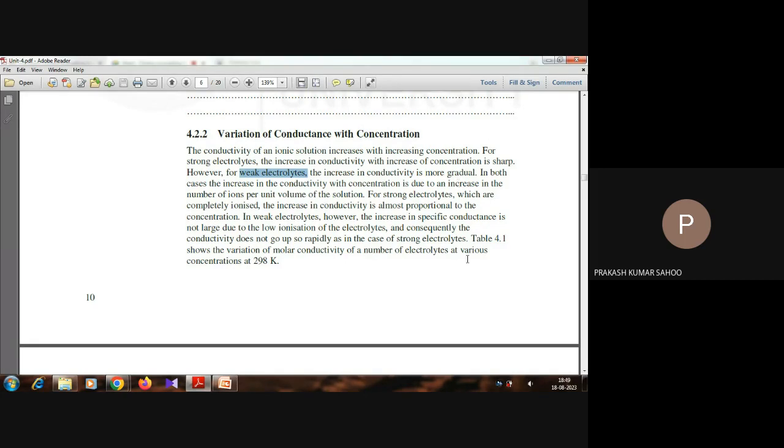However, for weak electrolytes, the conductivity also increases as the concentration increases, but it is very gradual. Gradual means it will rise very slowly, because for weak electrolytes there is partial dissociation. Okay, and you should remember these things depend on the ions per unit volume. This is very important. If I make it more diluted, the number of ions per unit volume will decrease, and the ionic mobility will decrease, because the volume increases, the distance increases, the mobility goes down. If the mobility goes down, the conductance will also go down.